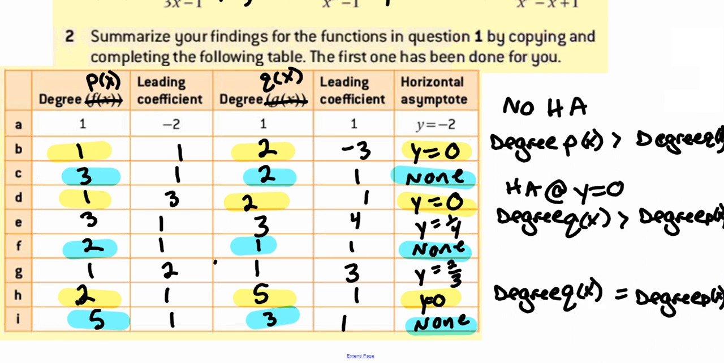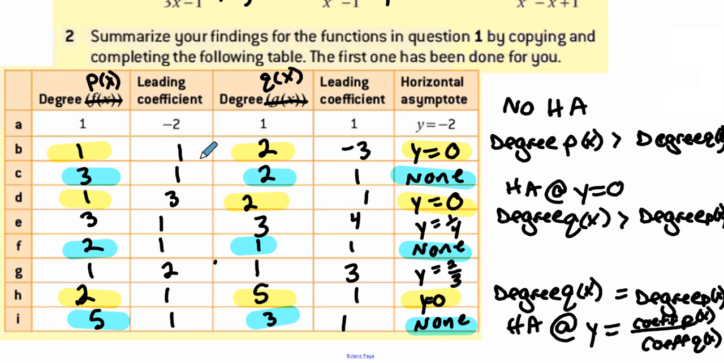So these are the 3 situations. When the numerator's degree is bigger, there's none. When the denominator's degree is bigger, it's 0. And when the degree is equal, then what do I know about my horizontal asymptote? It's the leading coefficient of P of X over the leading coefficient of Q of X. So it is the leading coefficient of your numerator, which our numerator was what, P of X again? Over the leading coefficient of Q of X.